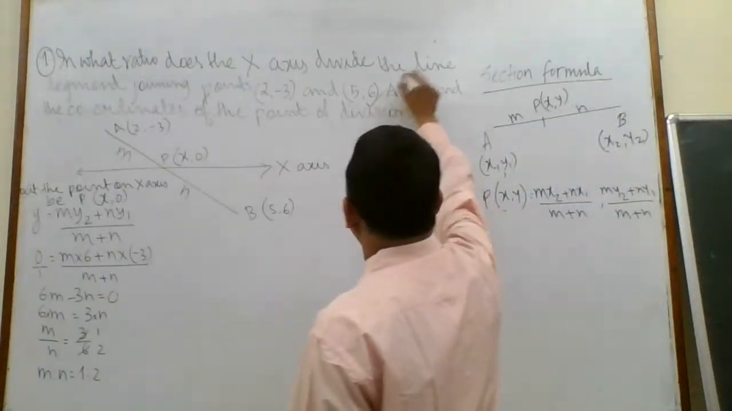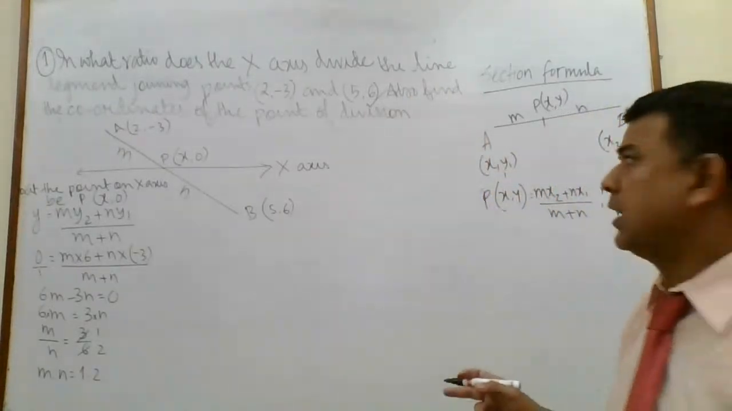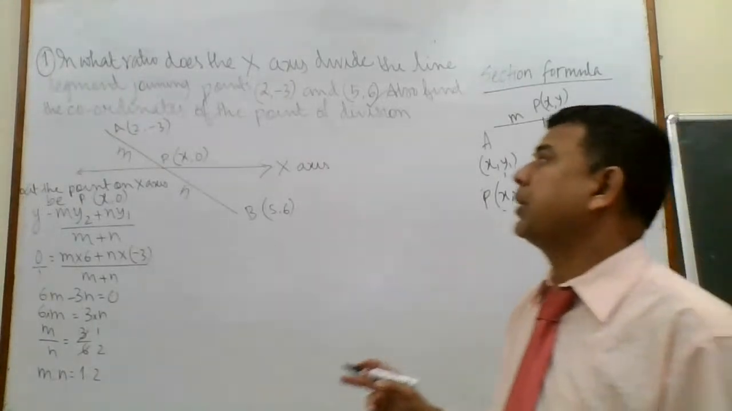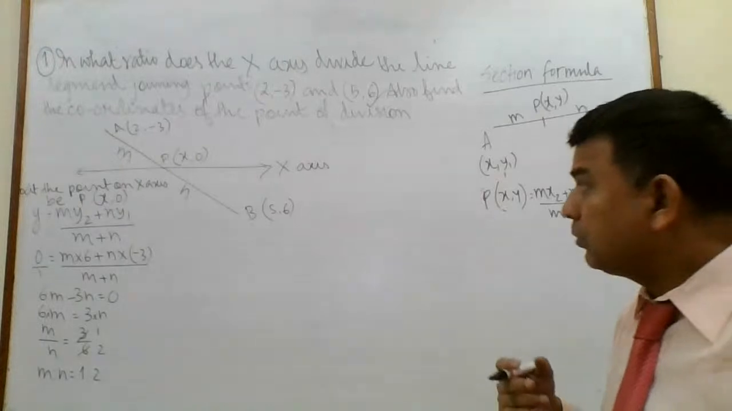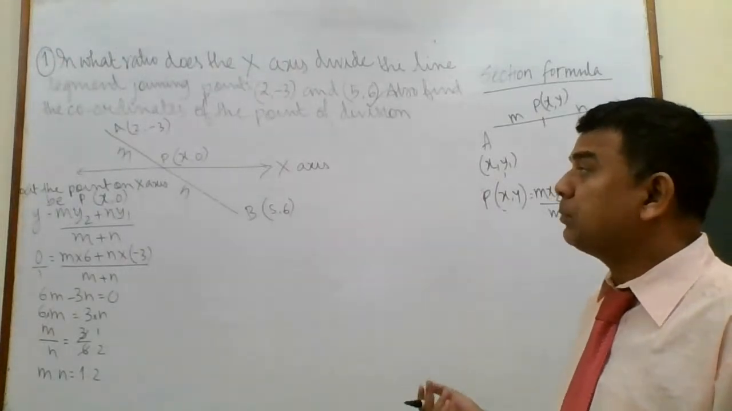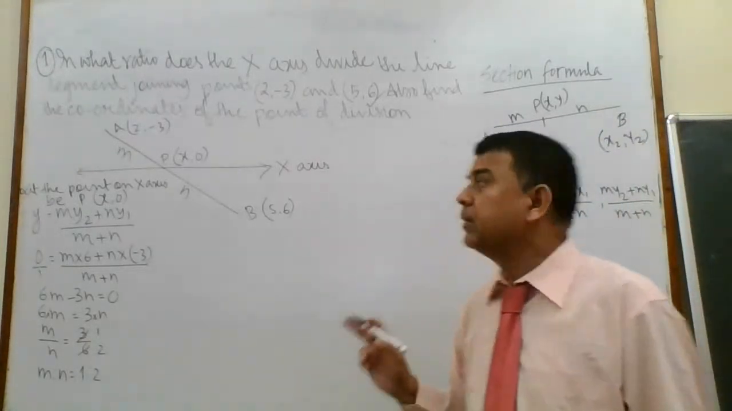We have got the answer till here. Because there is a second part, we also have to do that now. What is the second part? Also find the coordinates of the point of division. We have to get the coordinate of that point which is dividing AB. Which is that point here? It is point P. So we have to get the coordinates of P.